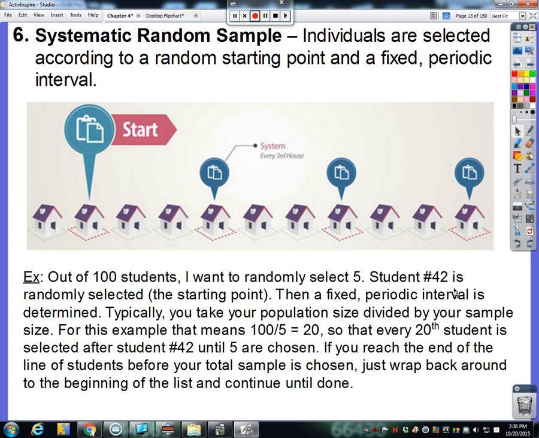Then a fixed periodic interval is determined. Typically, you're going to take your population size divided by your sample size. So I wanted 5 students out of 100, so I'm going to select every 20th student.